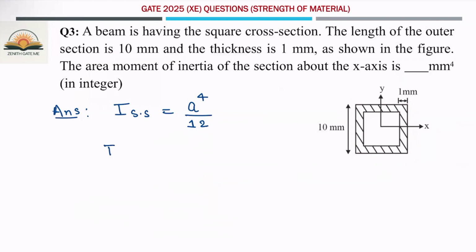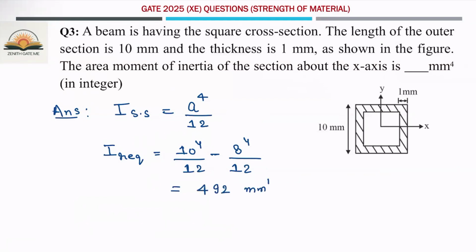So the moment of inertia of the required or the shaded portion is nothing but 10 to the power of 4 by 12 minus, what is this distance? This is 1, this is 1. That means this distance is 8 mm. So this will be a to the power of 4 by 12. So once you will solve, then you will get the answer 492 millimeter to the power of 4.